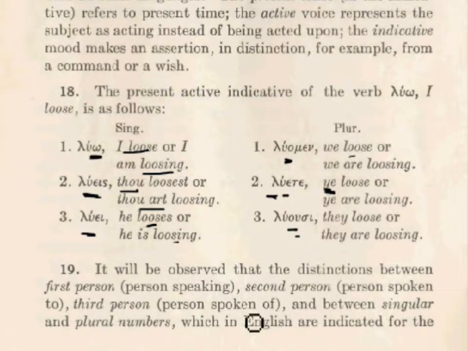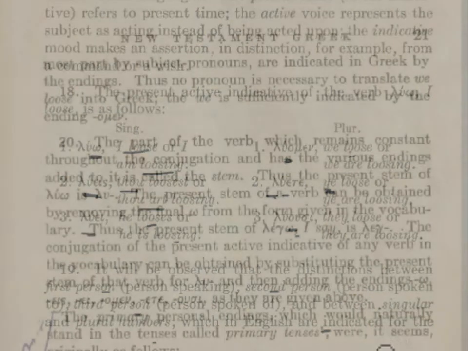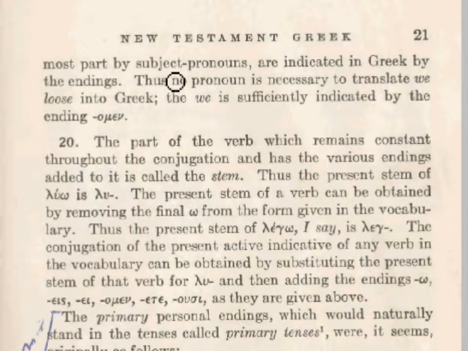Machen points out it'll be observed that the distinction between the first person, the second person, and the third person, and between the singular and plural numbers, which in English are indicated by subject pronouns like he or it or she or they, are indicated in Greek by the endings. I've already mentioned that to you in our introduction to this chapter, so you just want to make a note of that and make sure you understand that idea.